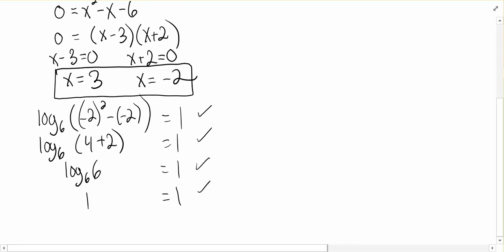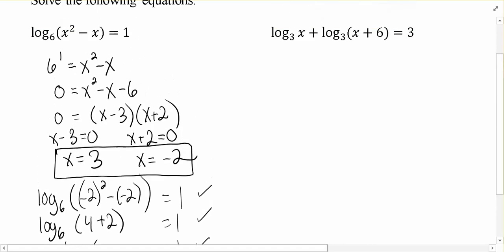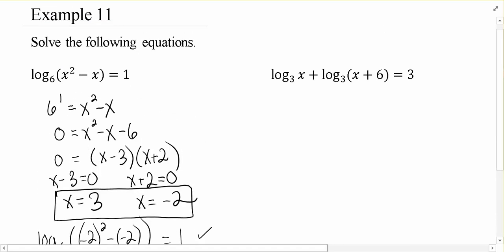And quite frankly, the only thing that's going to run us into problems is this second example, when we have to use a property of logs. So when we use a property of logs to make a single log, that's when we've got to be careful. So on this one, we're going to use a property of logs to write this as a single log, making this log base 3 of x times x plus 6 equals 3.